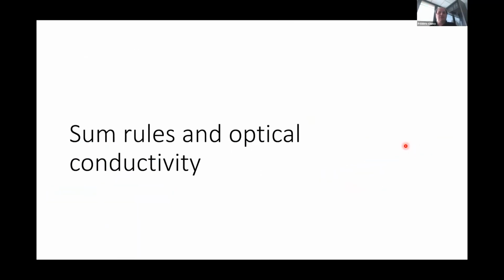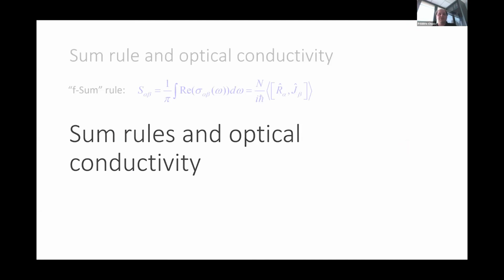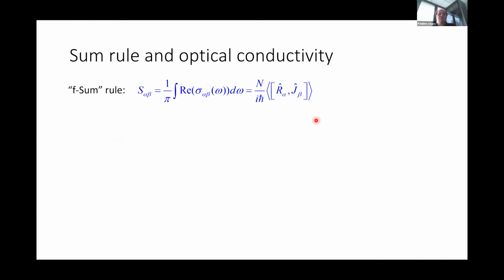Okay, now I would like to go to the second feature that we'd like to describe, which is the area of the peak. Here we have a rule that tells us that when you integrate the real part of the conductivity, it's associated with the commutator between the position and the current operator. And when you're in the free space model, this is just a constant.